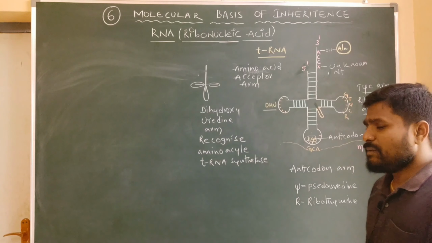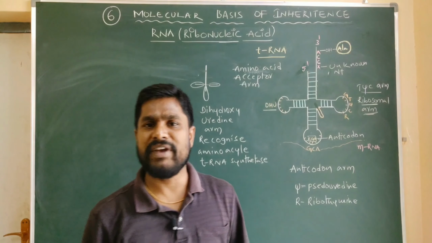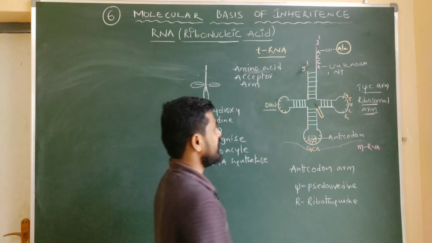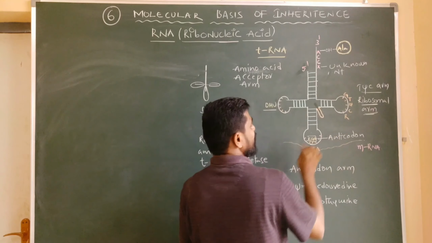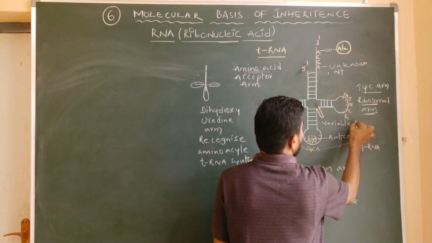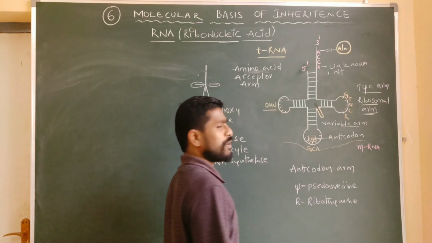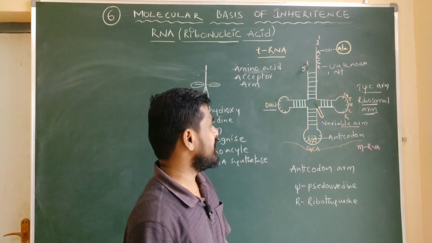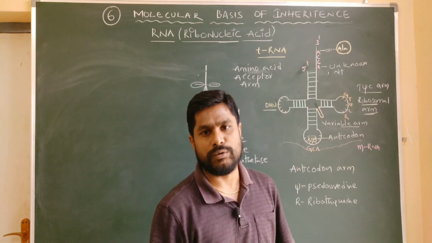In some tRNA molecules we can also find an accessory arm or variable arm, present between the T psi C arm and the anticodon arm. This is the variable arm. It may be present in some tRNA molecules or may not, hence the name variable arm. The function of this arm is unknown.